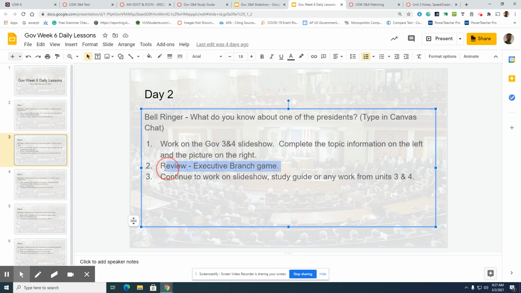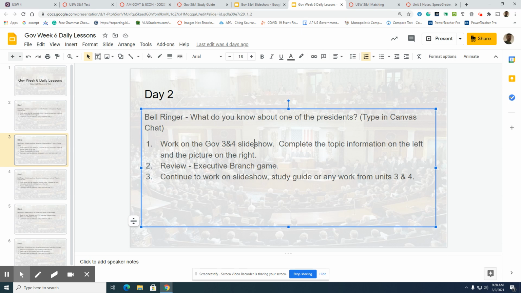And then we will play the executive branch review game about halfway through, and you can have the remainder of the time to continue to work. After you're done with both of these things, the slideshow and the study guide, you can then go back and work on anything from units 3 and 4. Either something you didn't turn in or something you'd like to resubmit for a higher score.